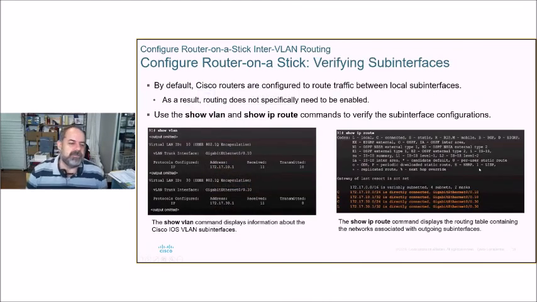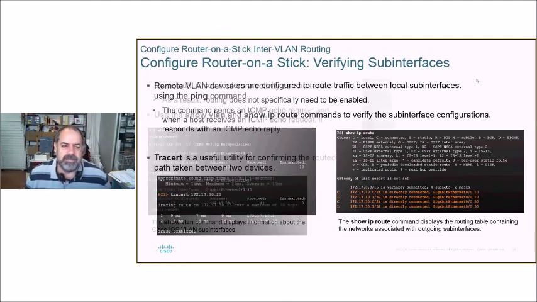And so how do you verify it? Well, I normally do show ip route because that's what it's going to do. As you can see, we've got 172.17.10 and 172.17.30, and that's on the sub-interfaces 0/0.10 and 0/0.30. And so that's all working nicely. I don't often bother with show vlan, I've got to admit.